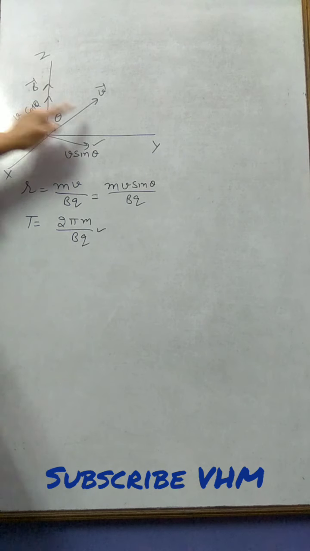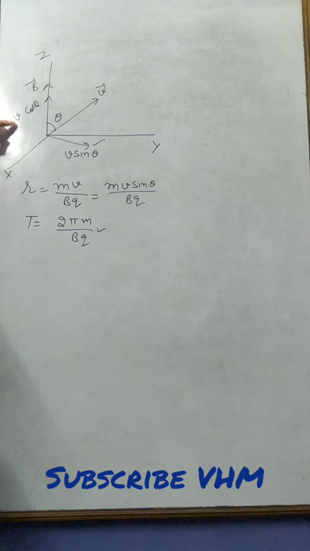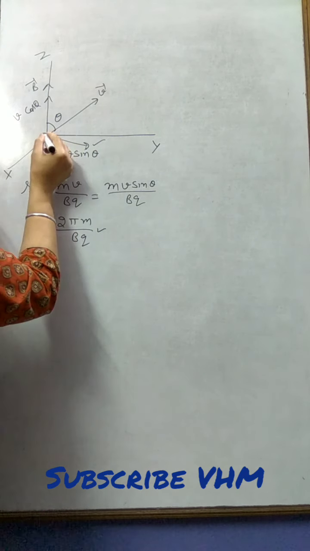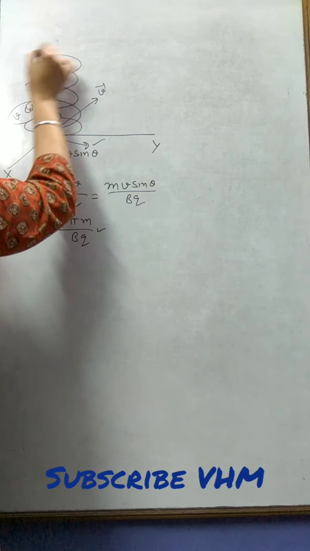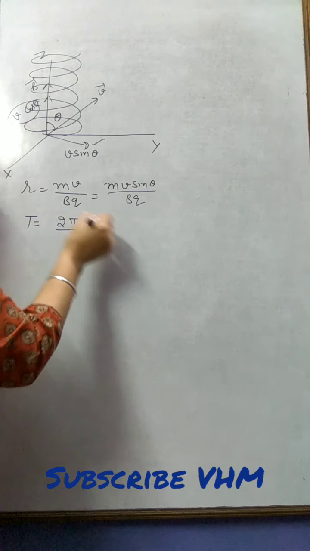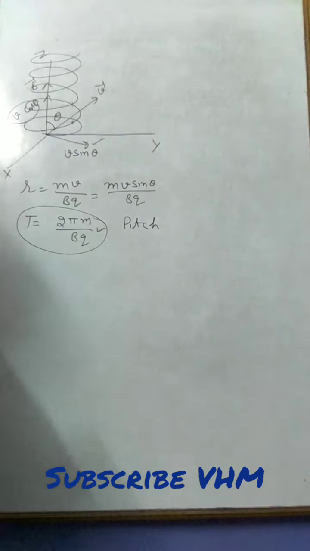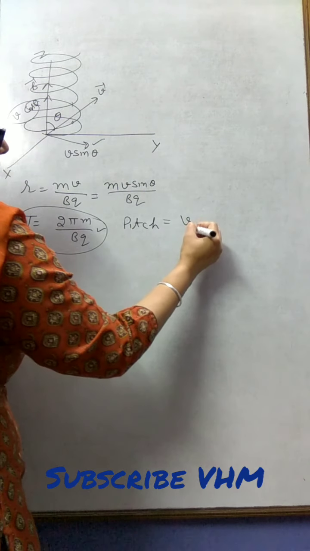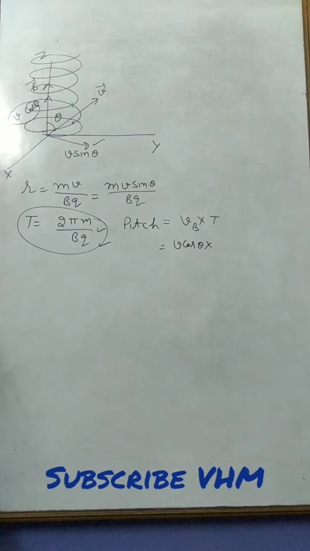It means when the velocity is inclined to the magnetic field, the normal component moves the charged particle in a circular path. What about the horizontal component? The component in the direction of the magnetic field moves the charged particle linearly. So the perpendicular component makes it circular, and this component moves the charged particle upward, and the path becomes a helical path, and the time period is again the same. The distance between two successive turns is called the pitch of the helical path, that is v cos theta into the time period, 2πm upon qB.